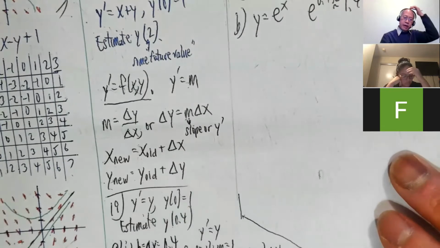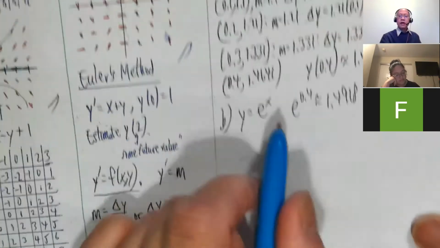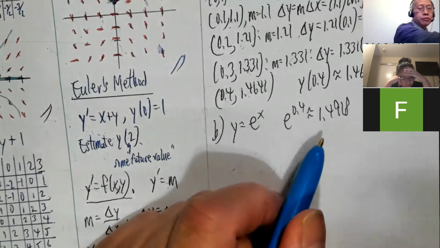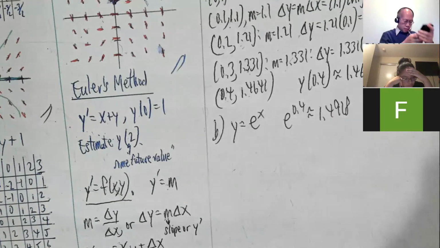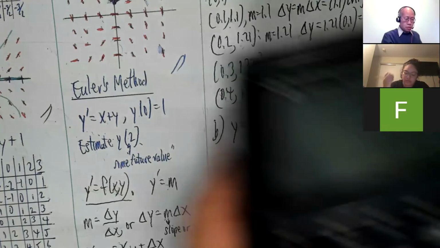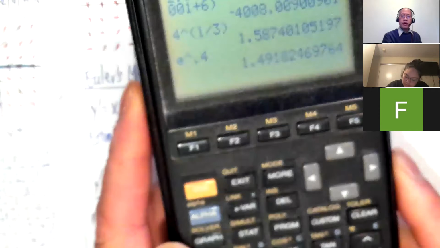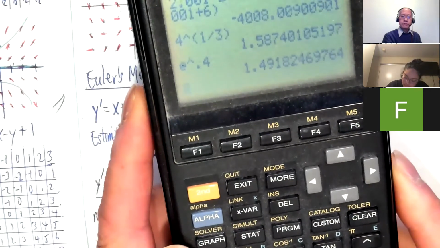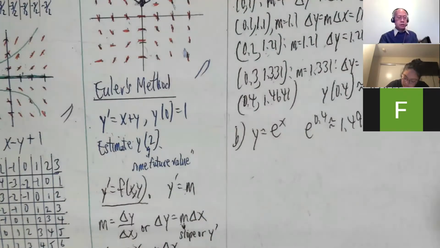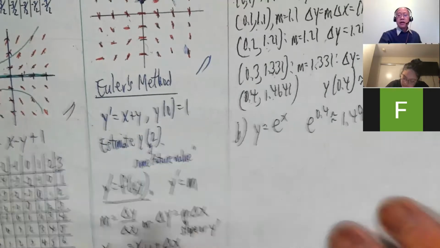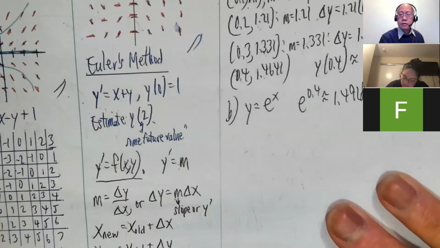Okay, so we were guesstimating y of 0.4. Let's actually plug in e to the 0.4, and it's roughly 1.4918. Okay. And I very rarely had to touch my calculator, but that's okay. E to the 0.4, 1.4918. So this is just to show you, yes, indeed, this was the true value.